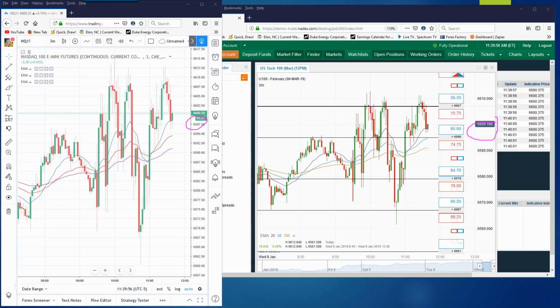Let's go and add another indicator that's a little bit more complex.